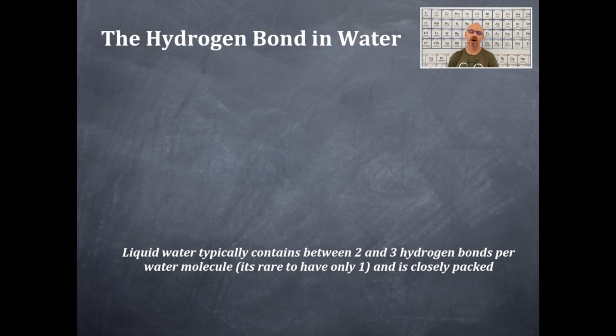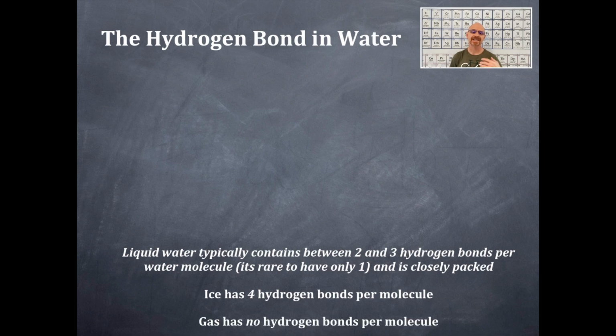Okay, liquid water typically contains between 2 and 3 hydrogen bonds per water molecule. It's rare that you would have 1 hydrogen bond per water molecule. Liquid water is closely packed. Okay, ice has 4 hydrogen bonds per water molecule. Okay, gas has no hydrogen bonds per water molecule. So here's gaseous water right there. It's not attached to anything else. So it's all by itself.